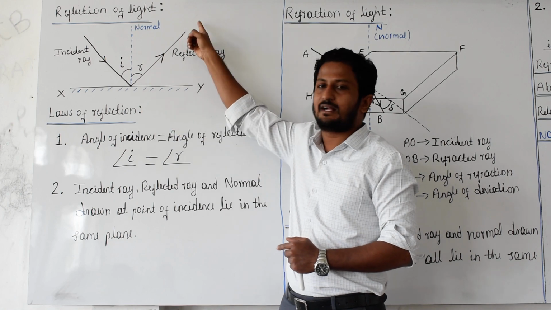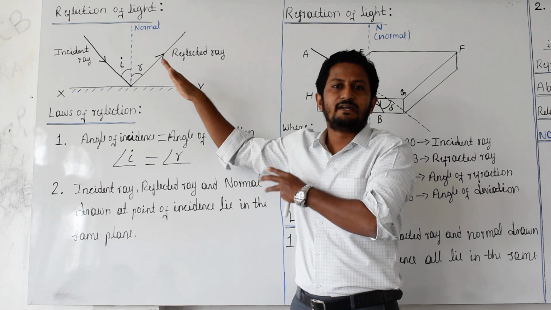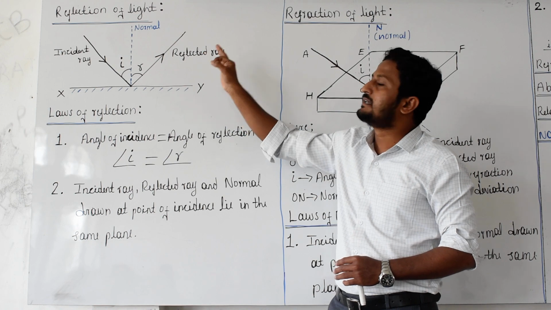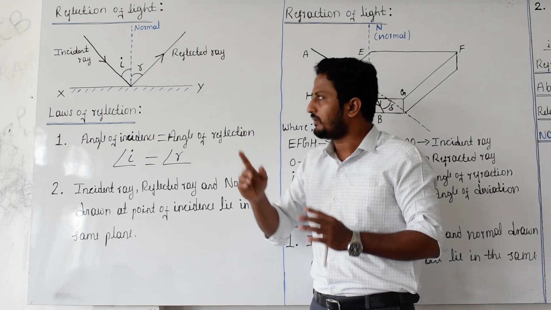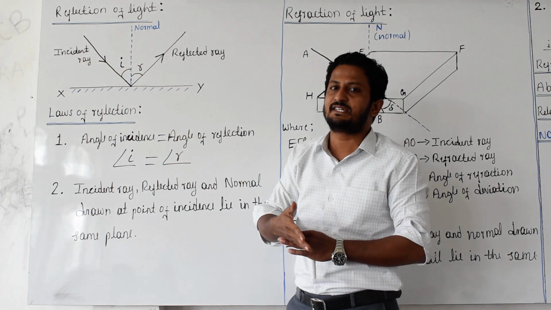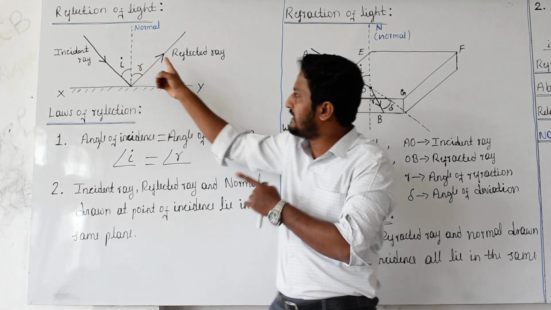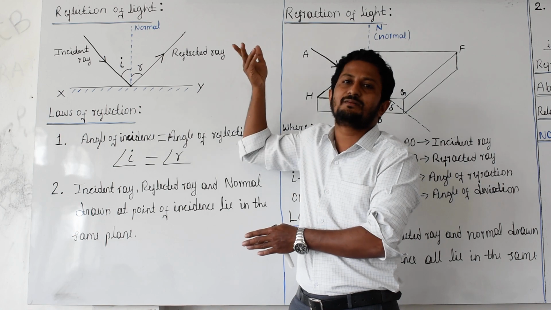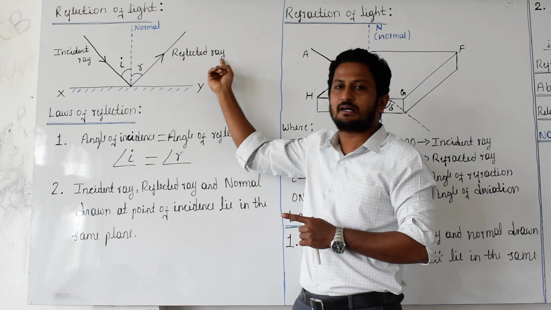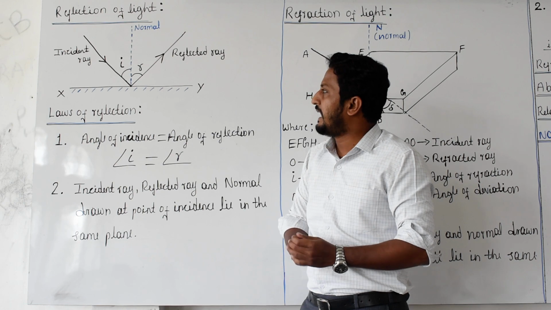The bouncing back of a light ray into the same medium when it hits any reflecting surface is called reflection of light. Here, the light ray which is coming and striking the surface is called the incident light ray, and the light ray which bounced back is called the reflected light ray.